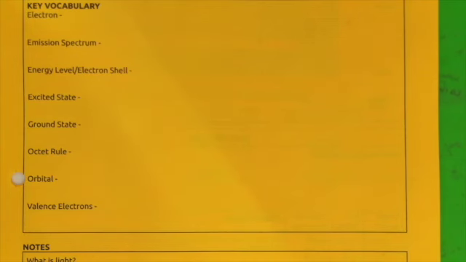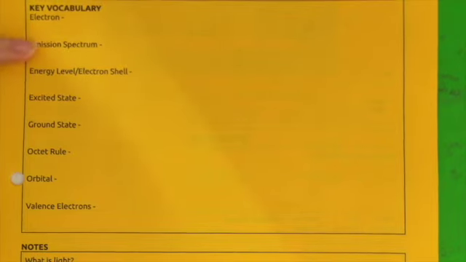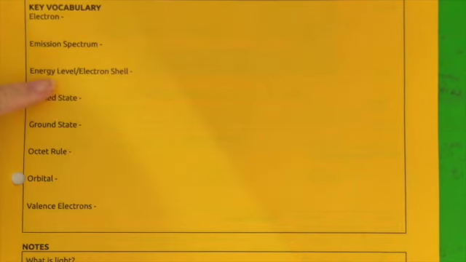All right, everyone. So we are now going to continue with some vocabulary today. So our vocabulary terms that we're going to go over today are electron, emission spectrum, energy level / electron shell. These two words are interchangeable. Excited state and ground state.